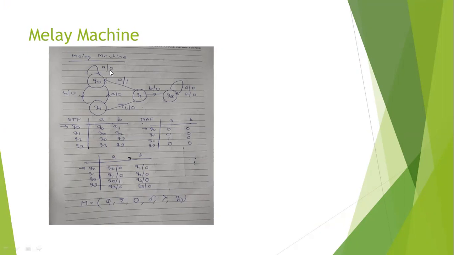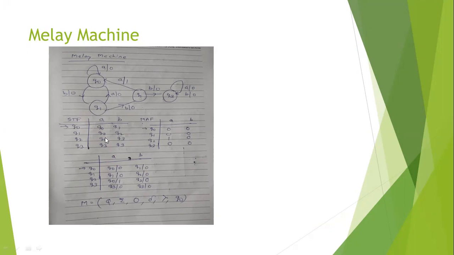Where input and output both are associated outside the state, then we can say it's a Mealy machine. So here in Mealy machine there are two tables, one is STF table and the other one is MAF table. So let's see what is STF table and what is MAF table.